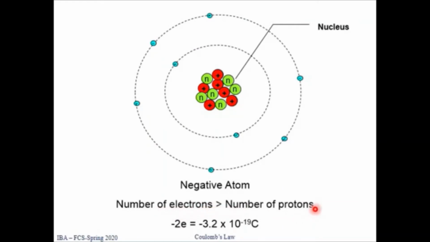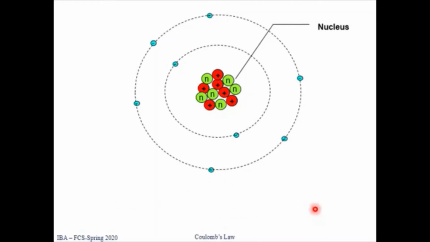Now the third scenario. Let me first remove the added electrons from this atom, and now we have a neutral atom because 6 electrons are revolving around this orbit and 6 protons are available in the nucleus.